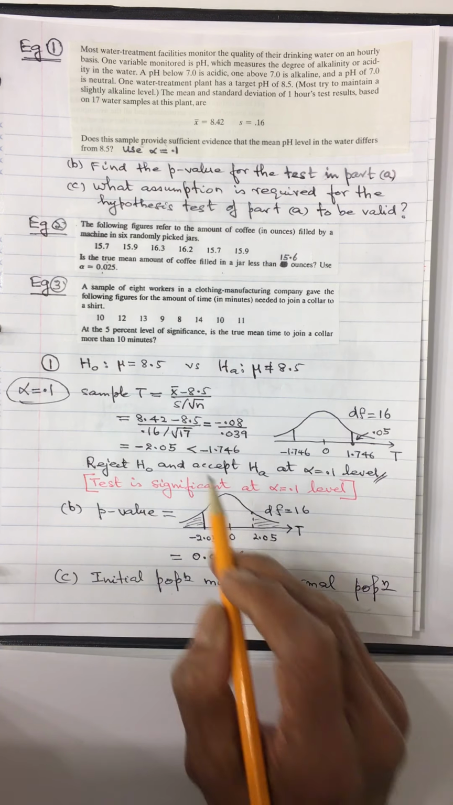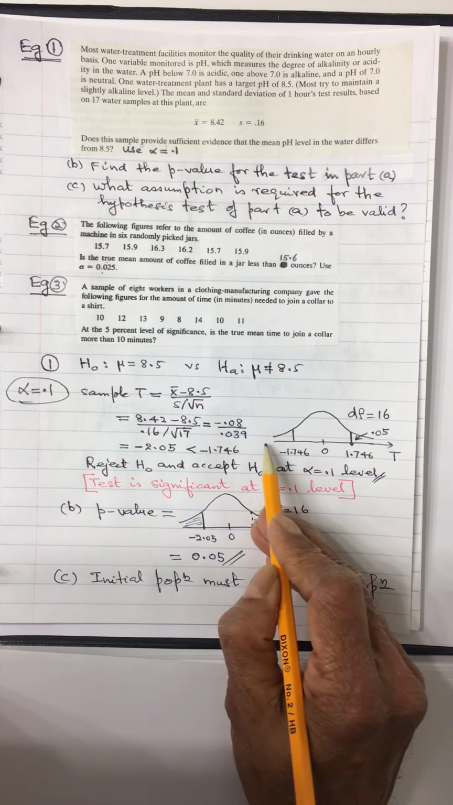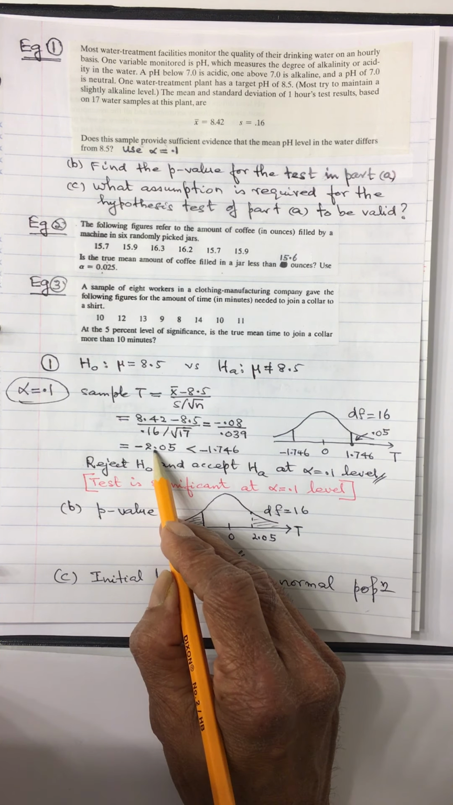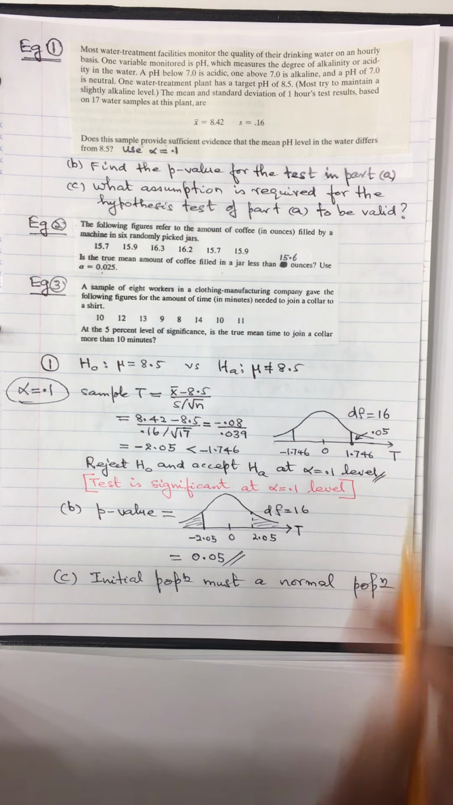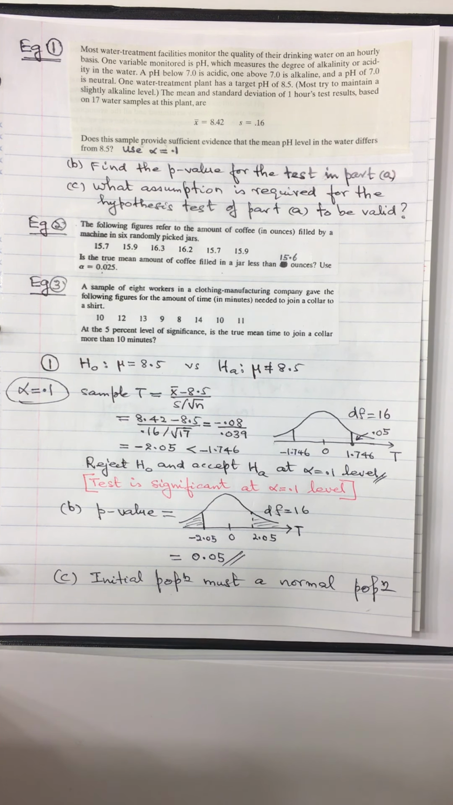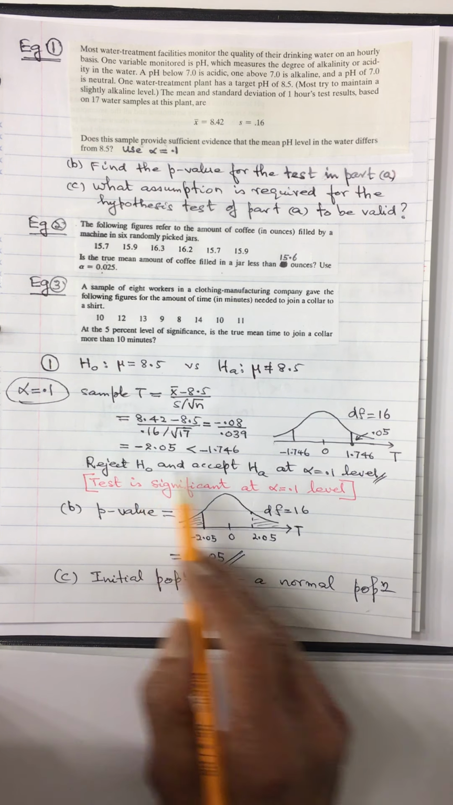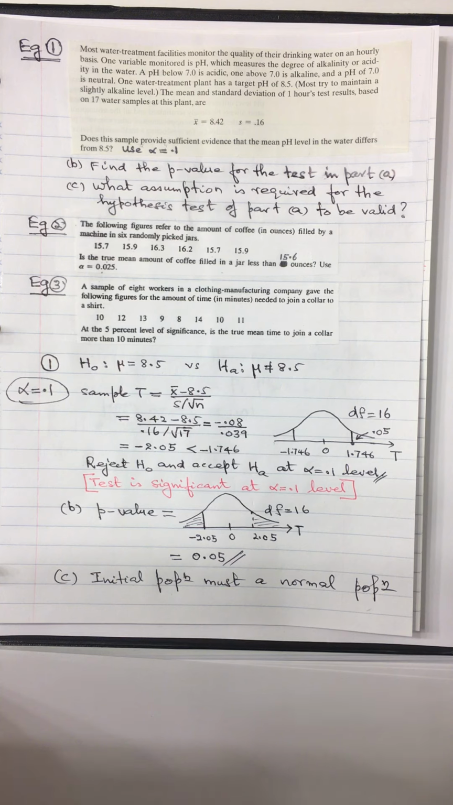Both of these are the critical region, in other words, the rejection region of the null. If this value is either in here or in here, you reject the null and accept the alternative at that level. In other words, the mean differs from 8.5. That is your conclusion at that level.